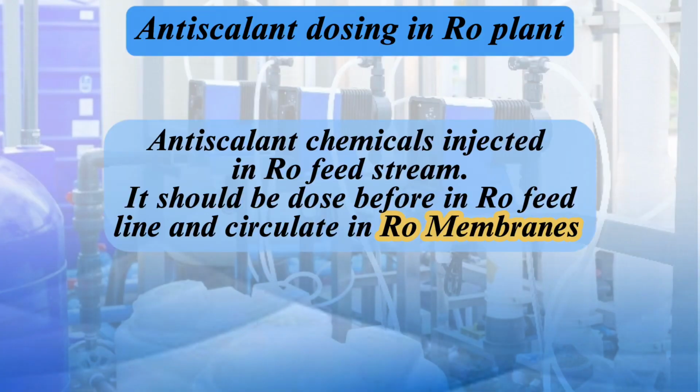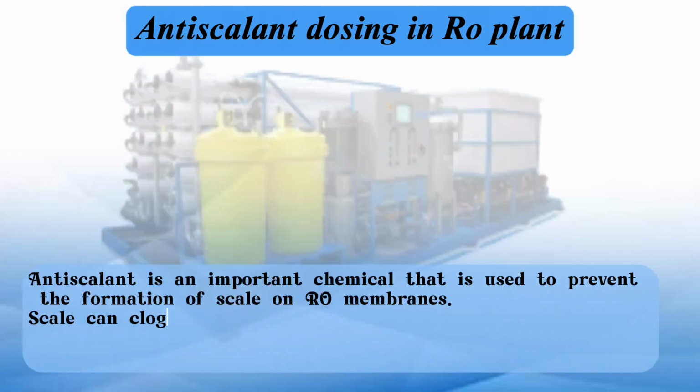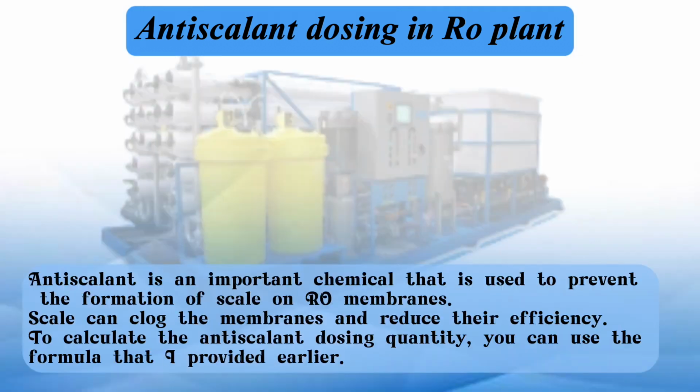Antiscalant is typically injected into the feed water stream upstream of the RO membranes. It can be injected using a metering pump or a static mixer. An antiscalant is added to the feed water and circulated through the system, before the water reaches the reverse osmosis membrane. Antiscalant is an important chemical that is used to prevent the formation of scale on RO membranes.